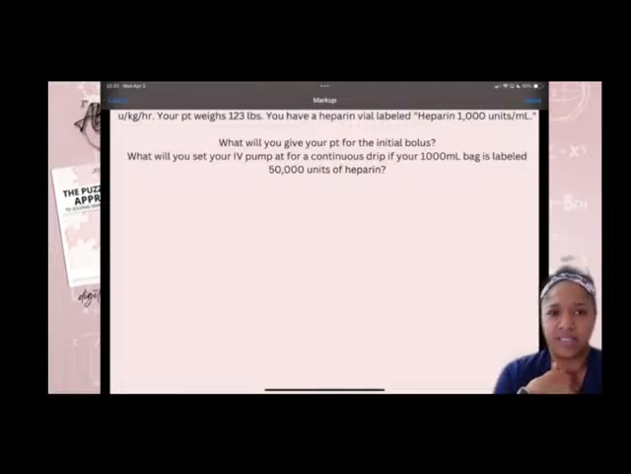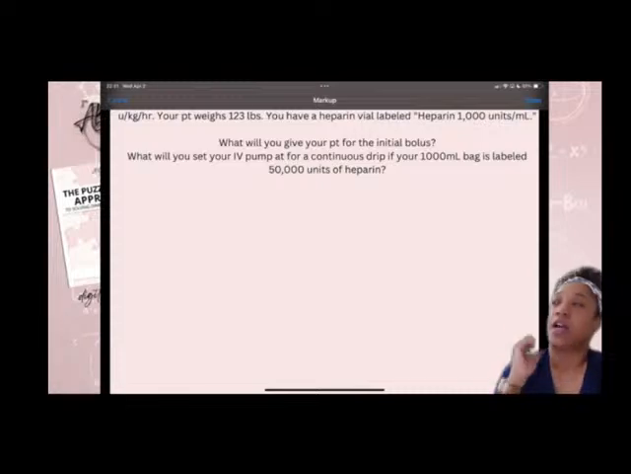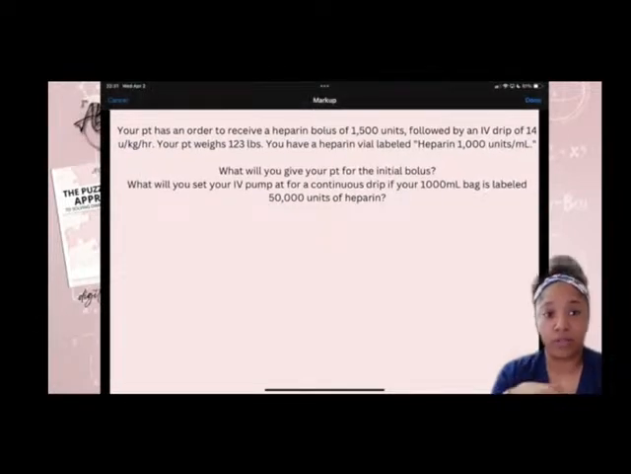A lot of people are scared of heparin. Which you should be, because if you don't give your patient enough, they're going to clot. If you give them too much, they're going to bleed out of every orifice they got, right? So you have to learn how to dose it right. When you see heparin problems, you might see a bolus and then a drip.